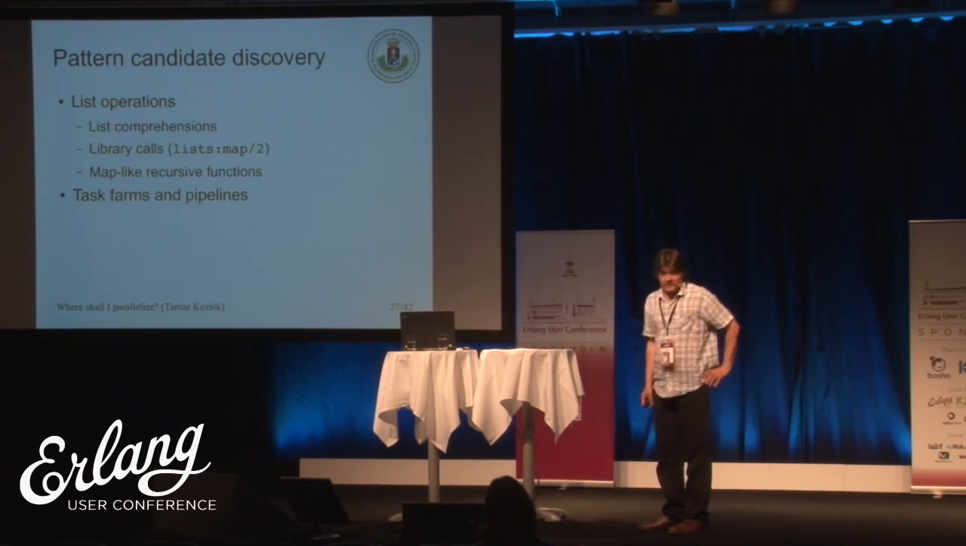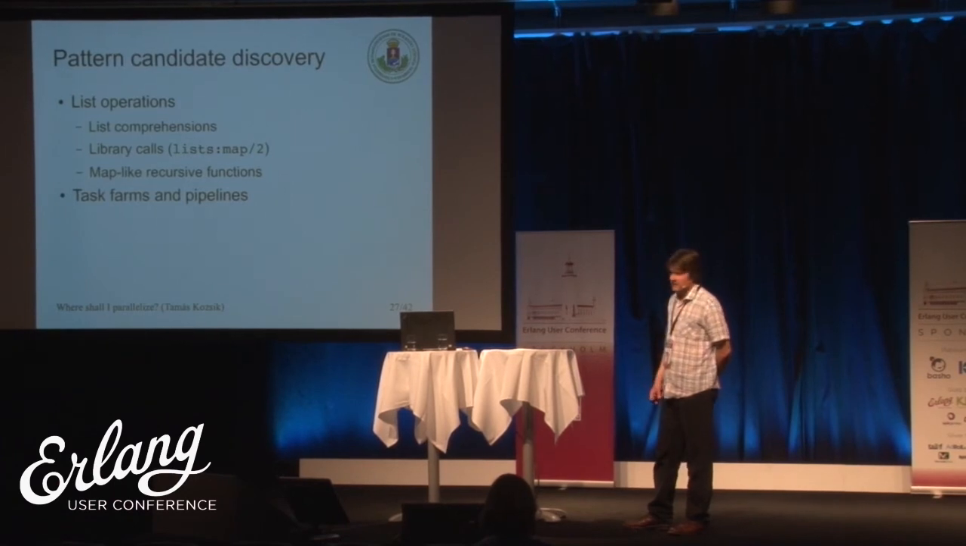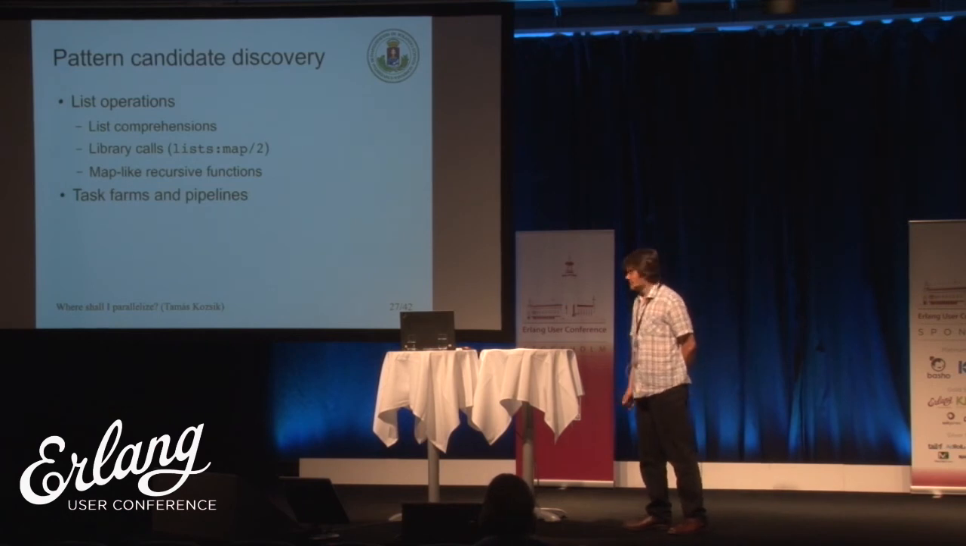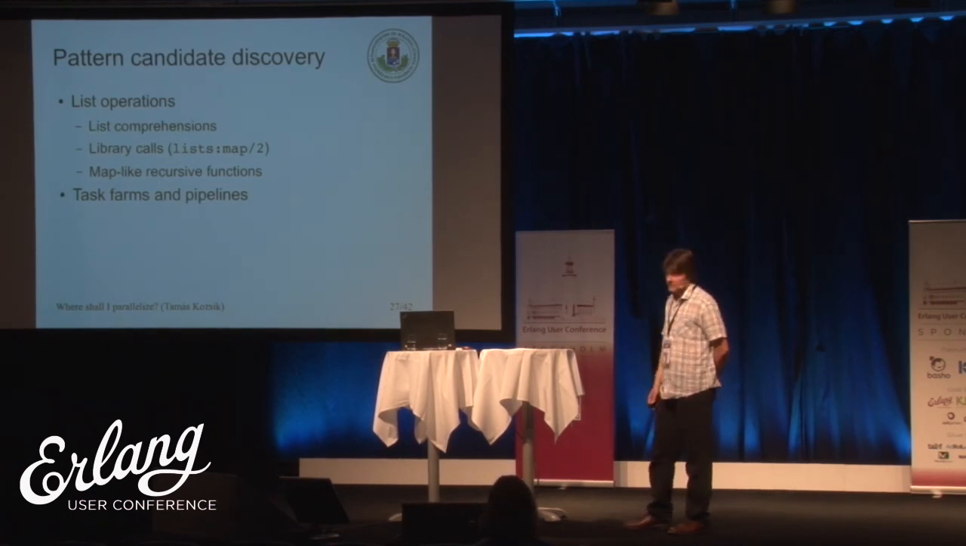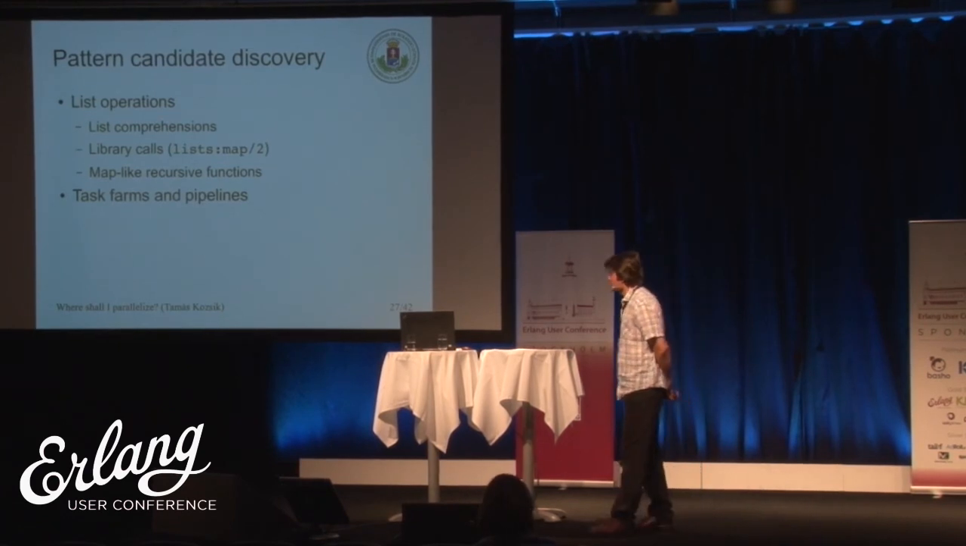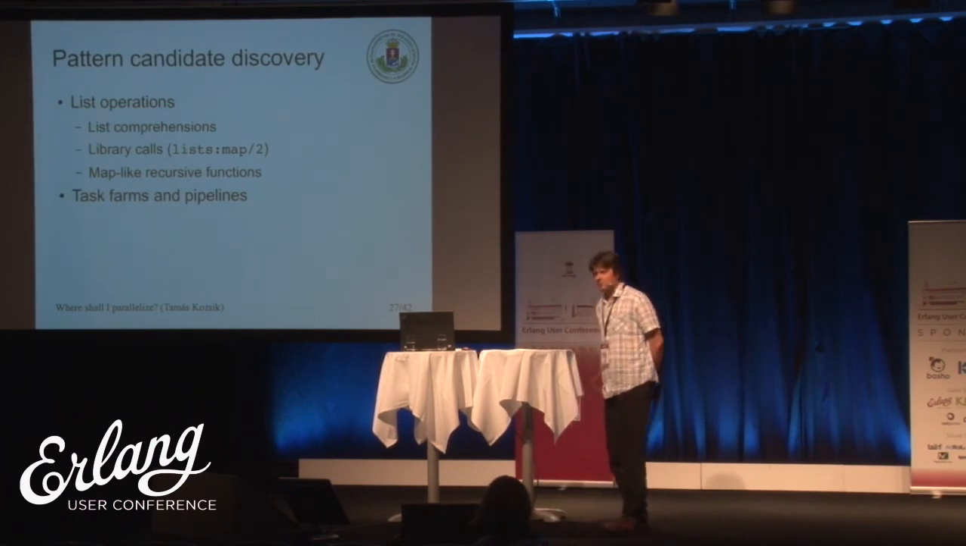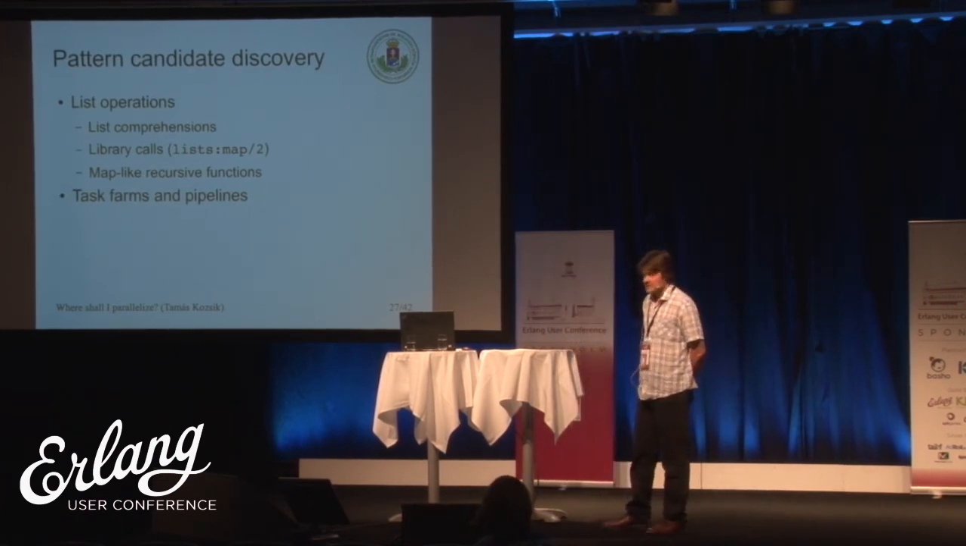So the pattern candidate discovery uses the infrastructure provided by Refactorerl. At the moment, we can identify list operations like list comprehensions. That's target number one. Certain library calls, like I showed you, list map, is a good target. And we also try to identify map-like recursive functions. So we analyze recursive function definitions and try to decide whether they operate in a similar way to the list map function. At the moment, we are able to propose candidates for task forms and pipelines.